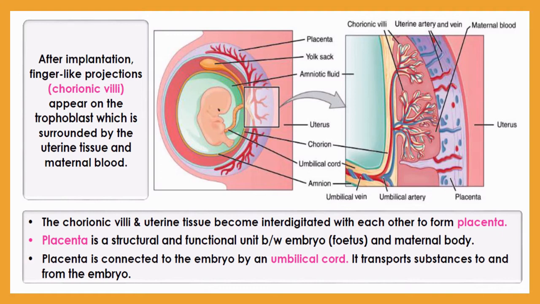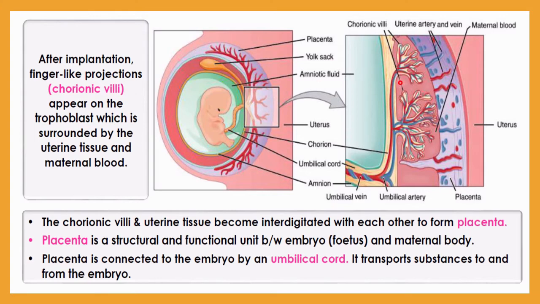After implantation, finger-like projections called chorionic villi will be formed. You can see here, these finger-like projections are called chorionic villi. They appear on the trophoblast, which is surrounded by the uterine tissue and maternal blood. So be very clear about what happens after implantation: a finger-like projection is first developed, and that is called chorionic villi.